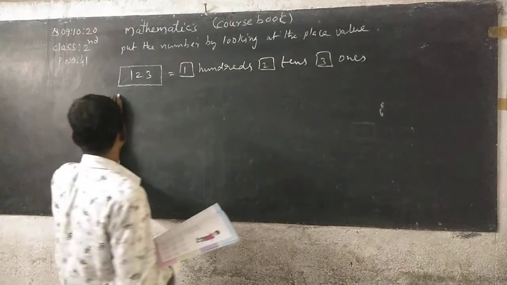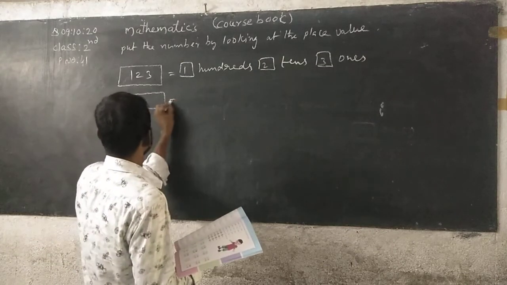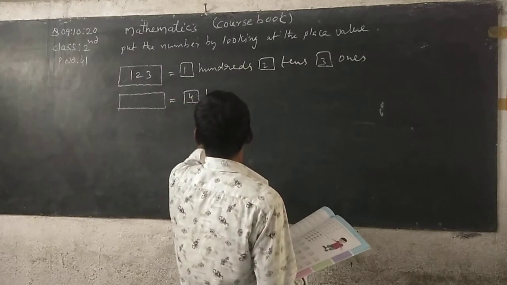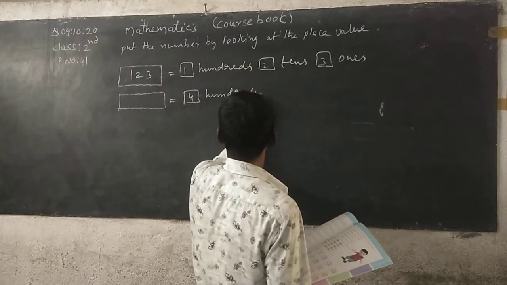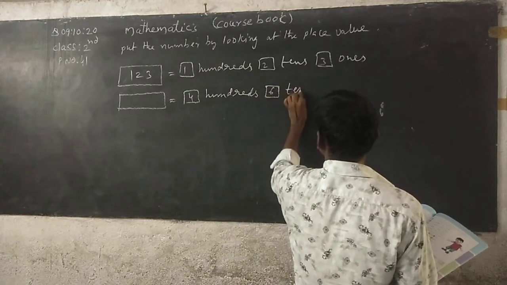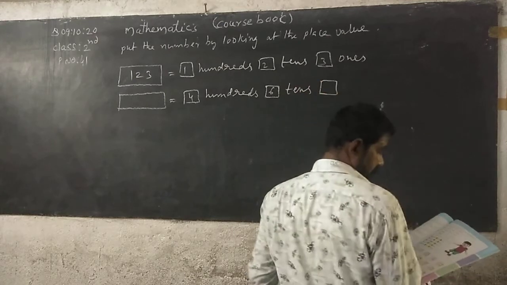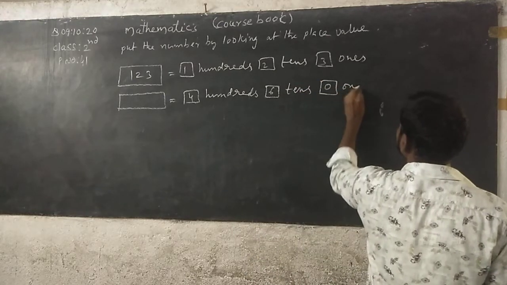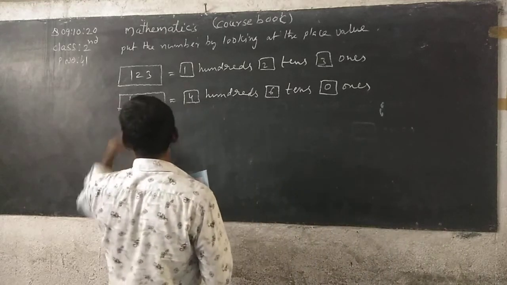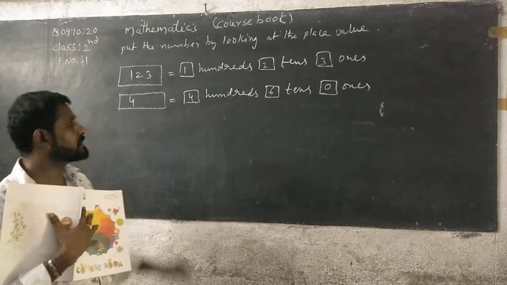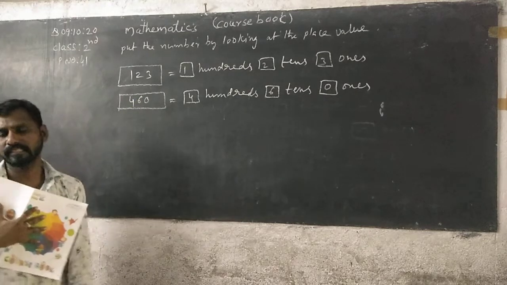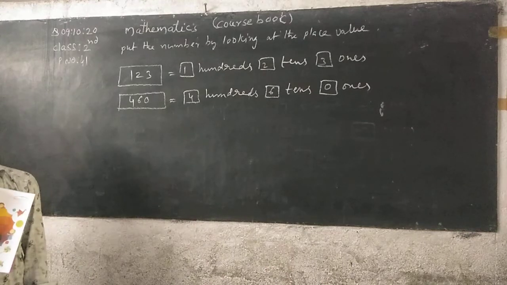Next, dash is equal to 4 hundreds, 6 tens, 0 ones. You can start from hundreds place. So you can write first 4 in hundreds place. Next in tens place 6, ones place 0. 460. The given number is 460.